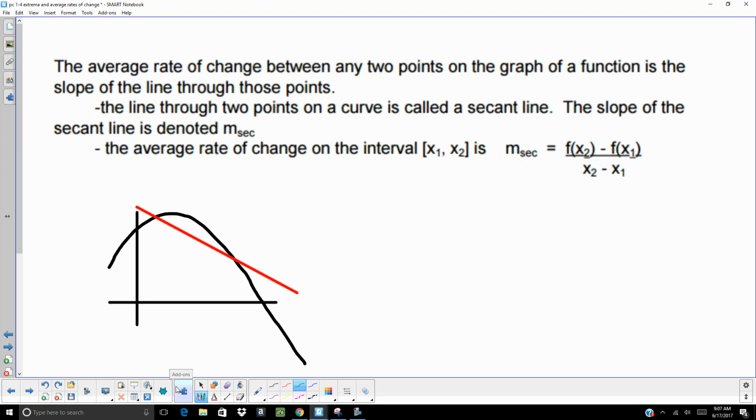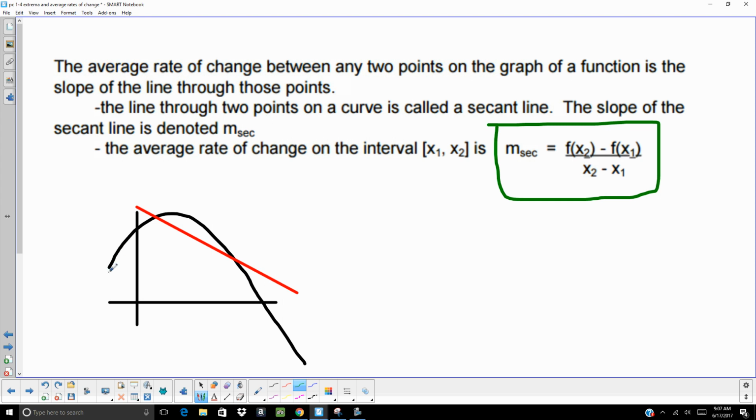All right, rate of change. You want to get that formula down. The average rate of change between any 2 points on the graph of a function is the slope of the line through those 2 points. So that line is called the secant line, and the slope is your rate of change.